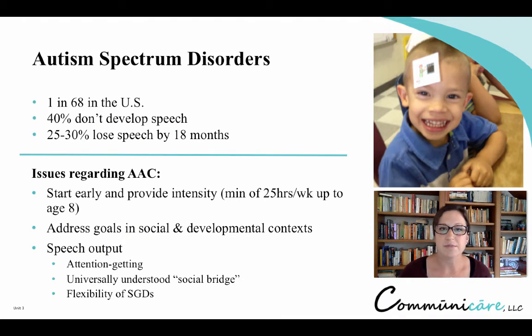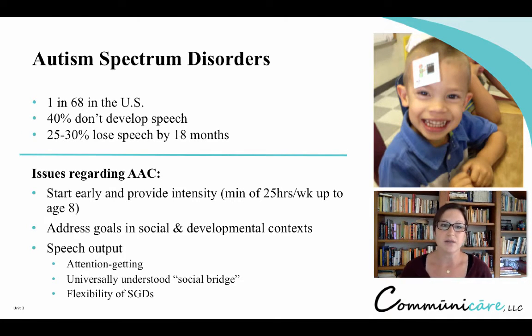Okay, so autism spectrum disorders. Recent estimates suggest that approximately 1 in 68 individuals in the United States has an autism spectrum disorder. These numbers vary slightly, but it's estimated that 40% of these individuals don't develop speech in universally understood manners, and that potentially 25 to 30% lose speech by about 18 months. There have been some changes with respect to the DSM and how they categorize autism, and Asperger's is now rolled into the diagnosis, and so there's certainly more resources that you can explore to learn more about the current understanding of autism spectrum disorders.